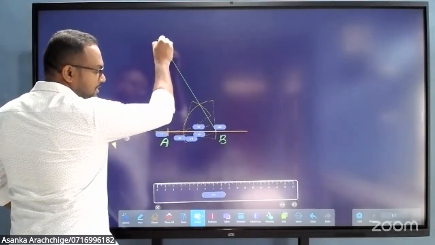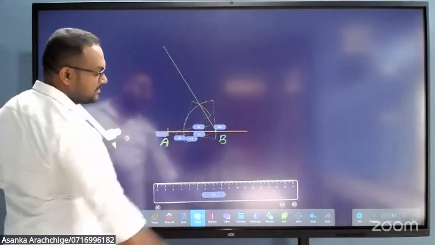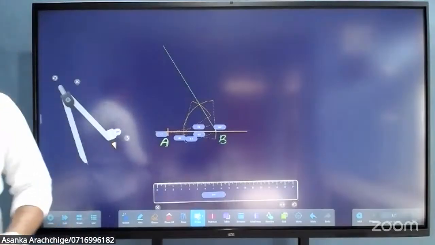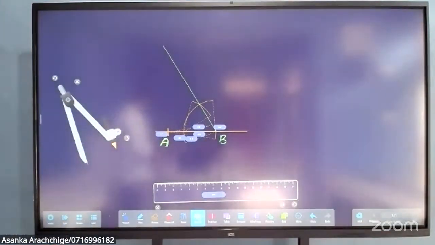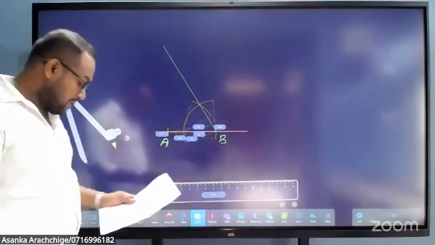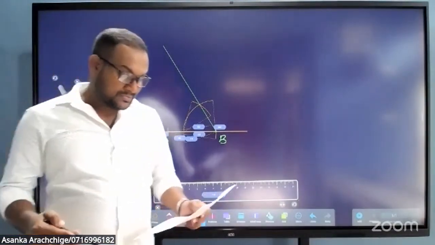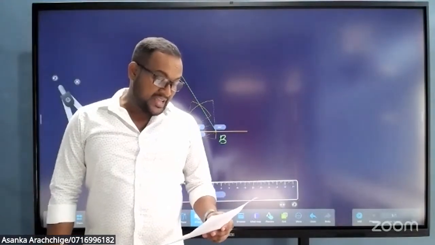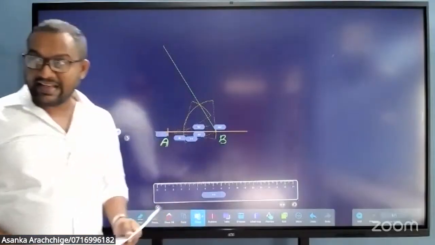You can produce that line like this. Now you know this angle is definitely 60 degrees. Is that clear? Then we have to do another thing in the same step, that is we have to bisect that angle as well.